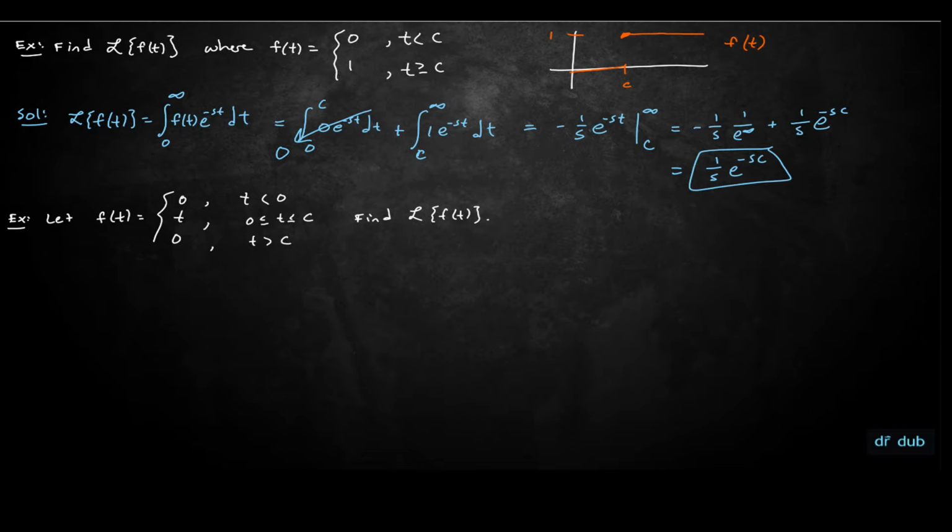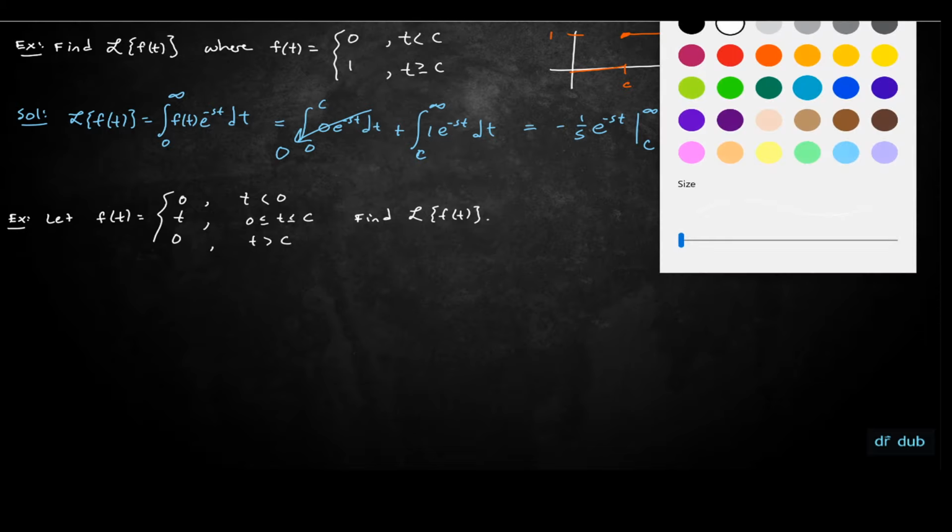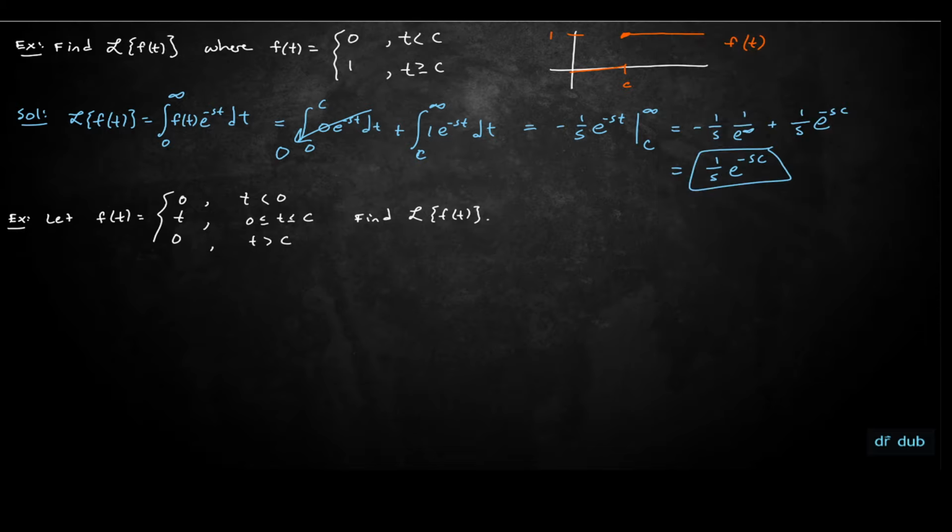Find the Laplace transform of this piecewise function. It's going to be a very similar idea. Just break it up depending on the interval. So the solution here is going to be Laplace of f of t. And we can see it's already going to be 0 on the first two intervals, anything less than 0, and then from c to infinity, it's also going to be 0. So this is really just going to be the integral from 0 to c, t, e to the negative st, dt. Because anywhere else, it's going to be 0.